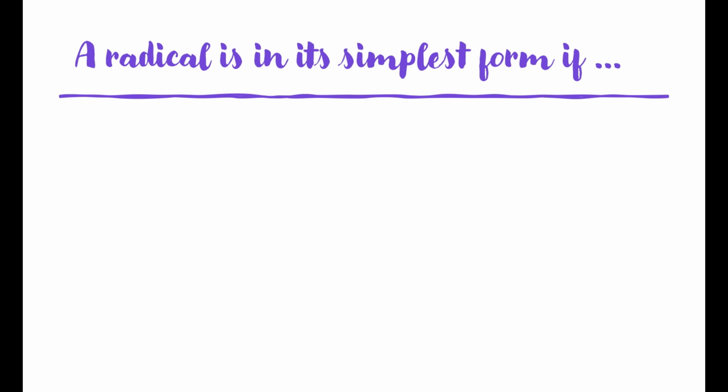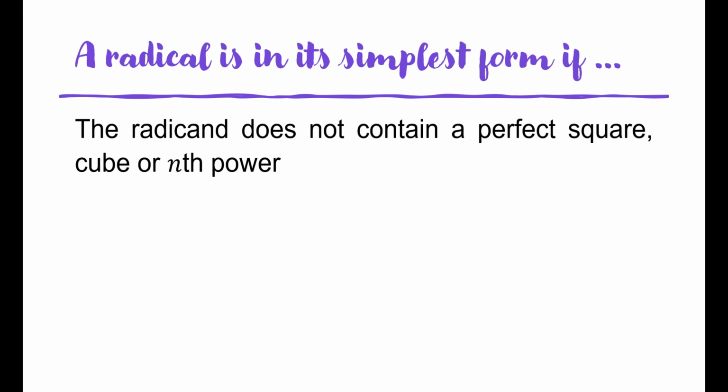Applying the laws of radicals in simplifying radical expressions requires you to also understand when a radical is already in its simplest form. And a radical is in its simplest form if the radicand does not contain a perfect square, cube, or nth power. For example, square root of 2. Square root of 2 is in its simplest form since 2 is not a perfect square, meaning the square root of 2 is not exact.